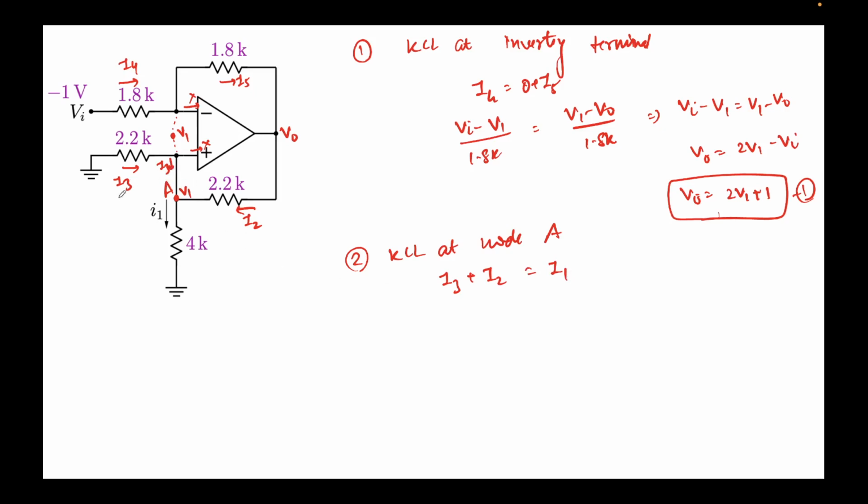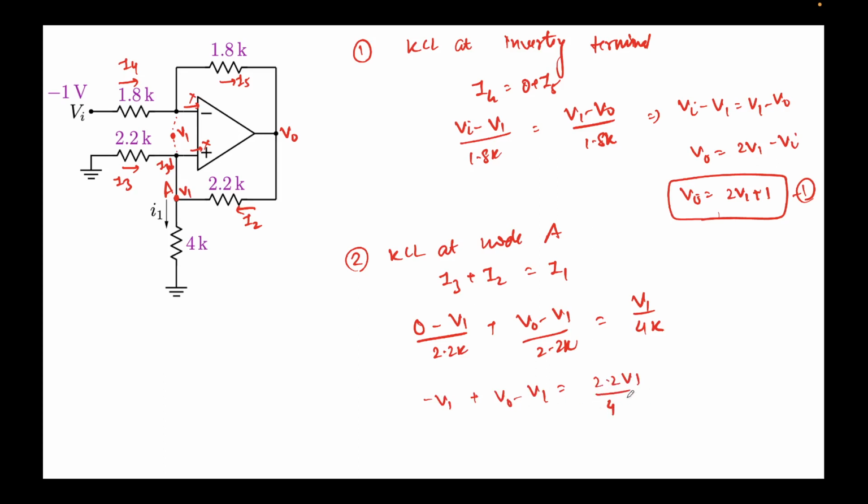What's the expression for I3? This is the same current here. I can write 0 minus V1 over 2.2K. I2 will be V0 minus V1 over 2.2K. I1 will be nothing but V1 over 4K. Let's do that now. 2.2K will go to the right side, so I can simply write it as minus V1 plus V0 minus V1 equal to 2.2 V1 by 4, right?